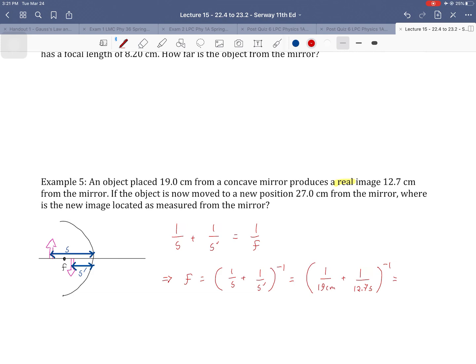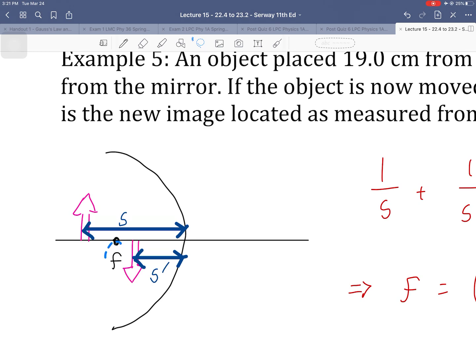So 1 divided by 19 plus 1 over 12.7, raised to the -1 power. All right, so 7.61 is our focal length. I should probably move it because my guess was wrong.